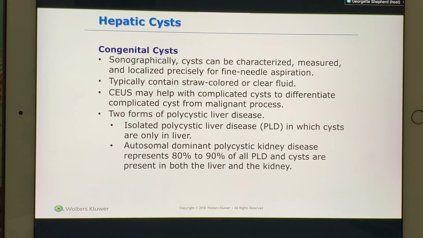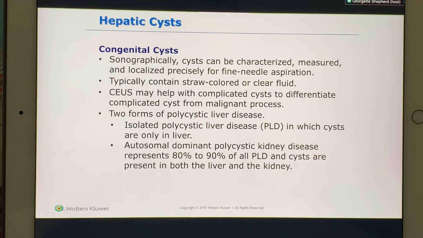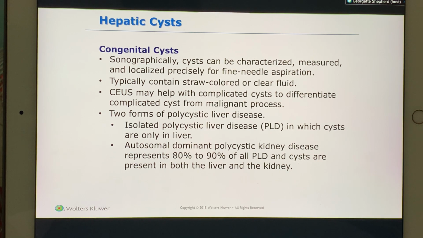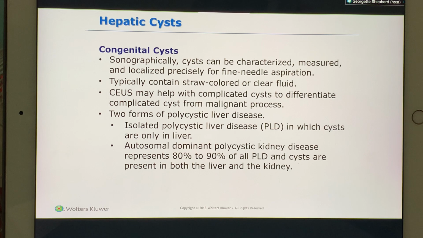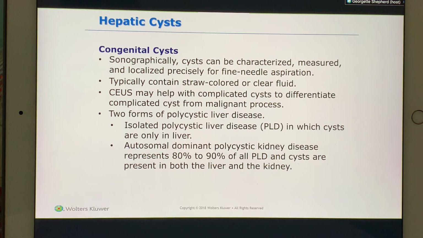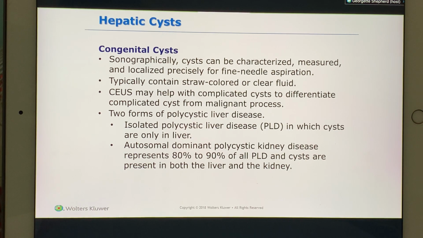There are two forms of polycystic liver disease. Isolated polycystic liver disease, in which cysts are only in the liver. And then you've also got autosomal dominant polycystic kidney disease, where you also have cysts in the liver, and you can also have them in the spleen, along with your polycystic kidney disease. Autosomal dominant, you have a 50% chance of getting the disease because it only takes one parent.